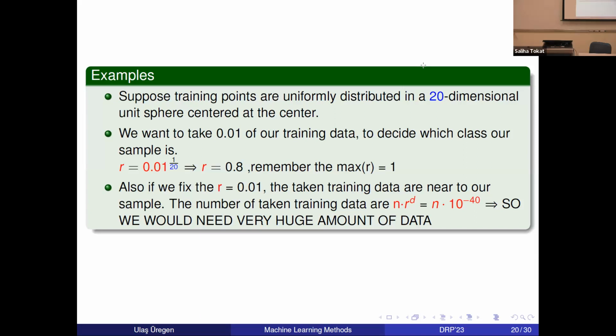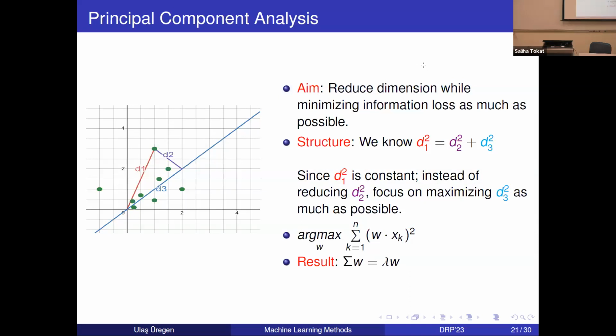Now, isn't there a method for reducing our dimension? Actually, there is, called principal component analysis. We use it if we want or need to visualize our data. PCA is short for principal component analysis, and what it does is reduce the dimension while minimizing information loss as much as possible.